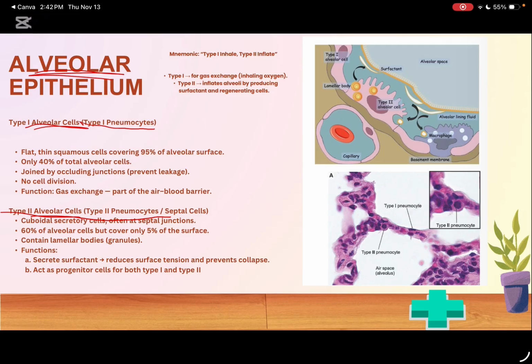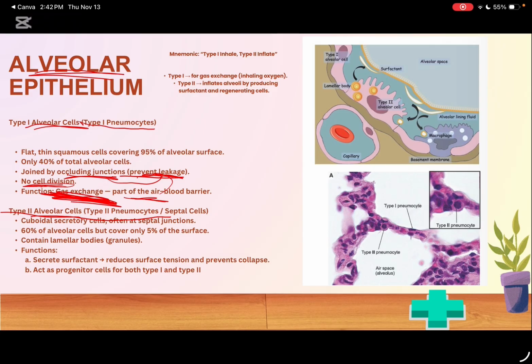Type 1 alveolar cell is just flat. It's flat, thin, squamous, and it covers 95% of the alveolar surface. It's very major, and only 40% of total alveolar cells are this type. How is it joined together? Occluding junctions. Why? Because it prevents leakage. Keep this in your mind, please. And of course, there is no cell division. And what's the function of it? Gas exchange.